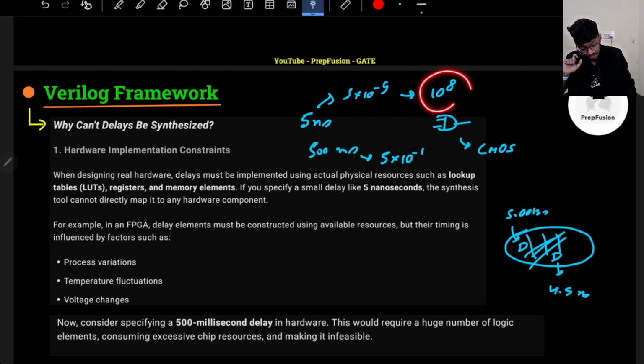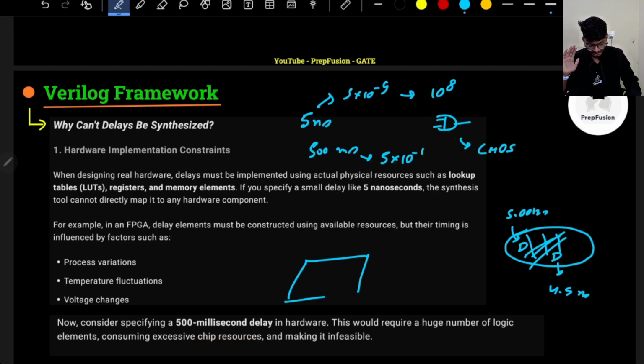So I will need this many AND gates to design a delay of 500 milliseconds. That will take up too much of our chip resources, because we have a specific area, right? If you take your smartphone, the processor is just somewhere here inside, and the space it takes is this one.